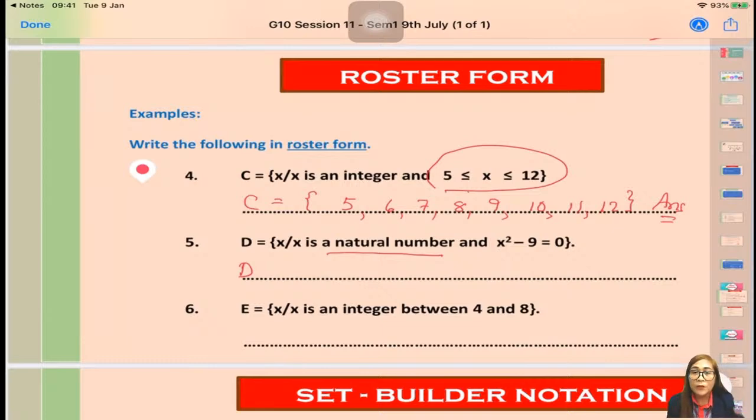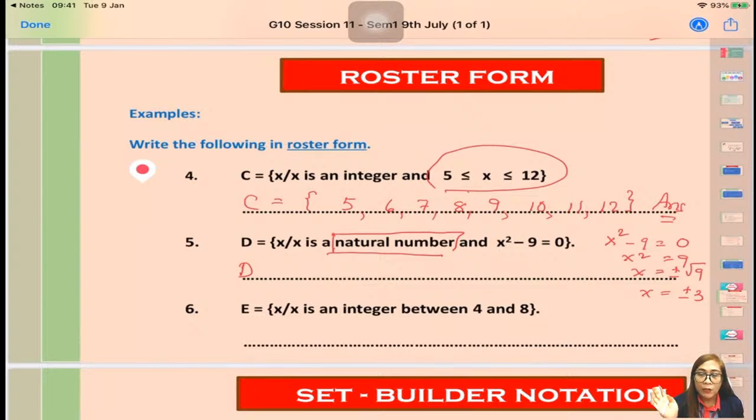So for this, you solve for x first. So what do we have? x squared minus 9 is equal to 0. x squared is equal to 9. So x is equal to positive or negative square root of 9, and x is equal to positive or negative 3. So the value of x is positive or negative 3. But it says only natural number.